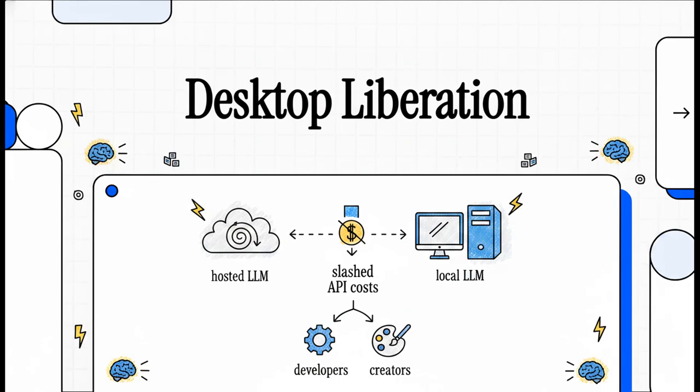Welcome to this explainer. I am absolutely thrilled to get into this one today because we're talking about a real game changer for developers and creators alike. We're diving into this concept called desktop liberation. Basically, we're going to break down a proven, super clever methodology for mashing up hosted and local large language models. Why? To slash those painful API costs right down to the bone, getting you the absolute best of both worlds. Let's get into it.